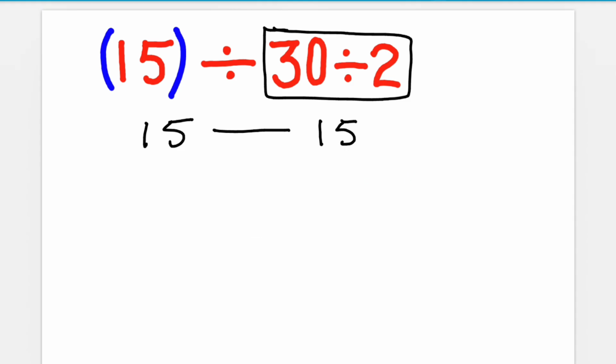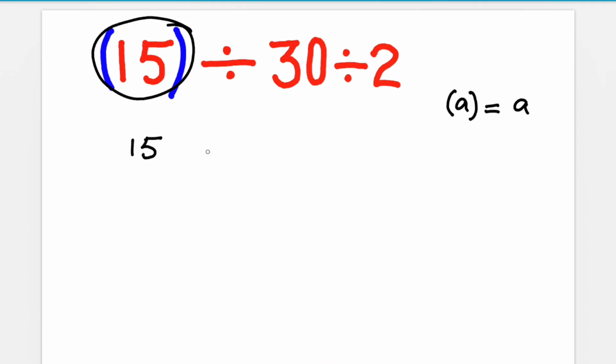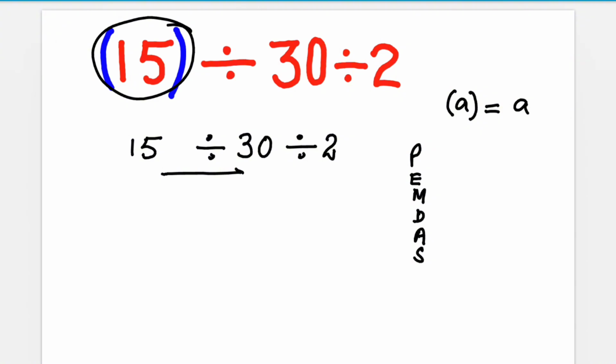So we have to solve it again by obeying some rules and laws of operation. First of all, see this. We know that if a number is single, we can write it outside of parentheses. So similarly, 15, which is in the parentheses, we can write outside of parentheses, divided by 30 and further divided by 2. Now, according to PEMDAS, or BODMAS, or DMAS, we have to move from left to right.